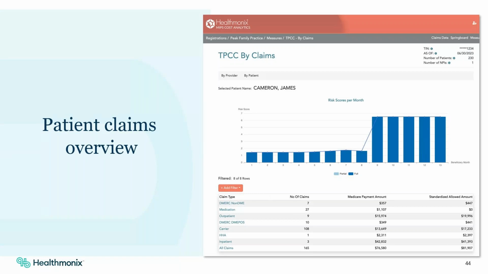So we can see here from month 8 to month 9, there was a massive increase in the risk score. At the bottom here, we can see all of their different claim types broken down with the cost for each one, as well as the total to see where most of their costs are coming from. You can see a lot of carrier claims. And then from here, we can drill down into specific claim types. On the next slide.